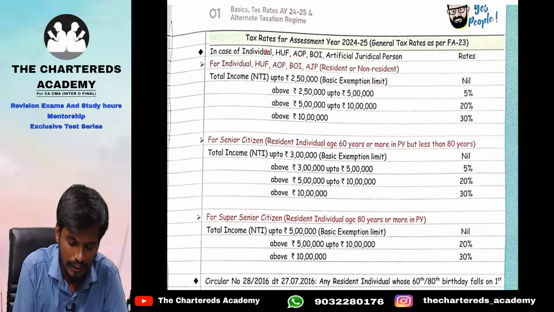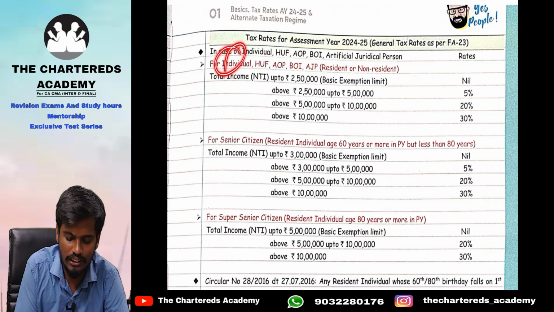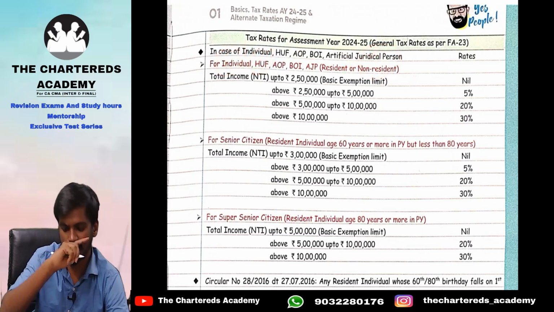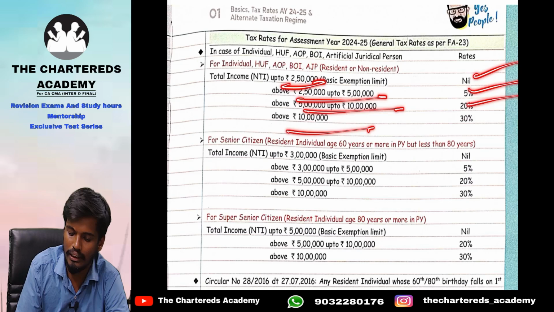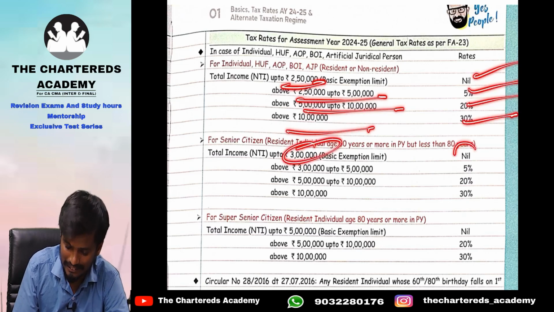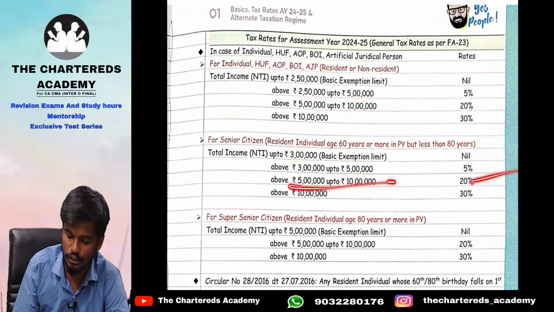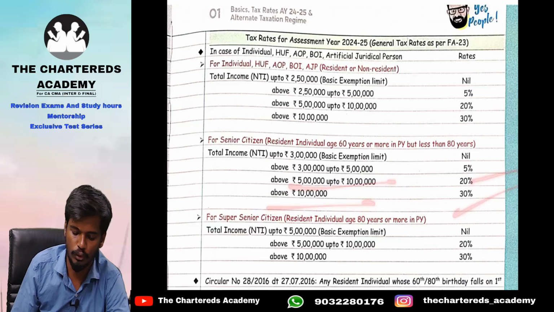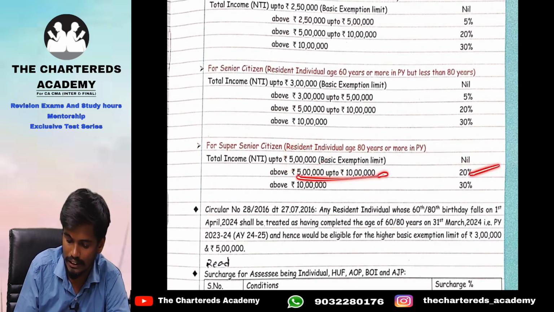I already said that in case of individual, HUF, AOP, BOI, artificial juridical person. For the individual and HUF, including non-resident person: up to 2,50,000 no tax, 2,50,000 to 5 lakh 5%, 5 lakh to 10 lakh 20%, above 10 lakh 30%. For senior citizens: up to 3 lakhs nil, 3 lakhs to 5 lakhs 5%, 5 lakhs to 10 lakhs 20%, above 10 lakhs 30%. For super senior citizens: up to 5 lakhs no tax, 5 lakhs to 10 lakhs 20%, and above 10 lakhs 30%.